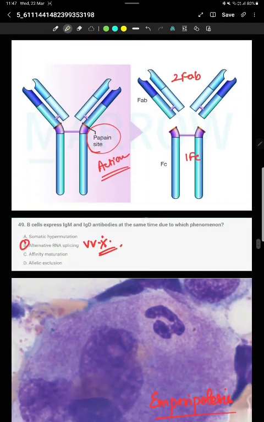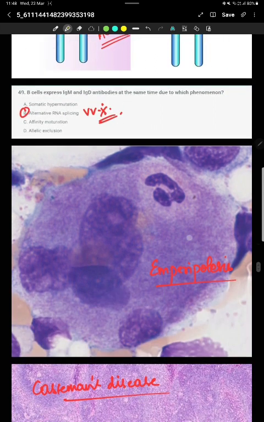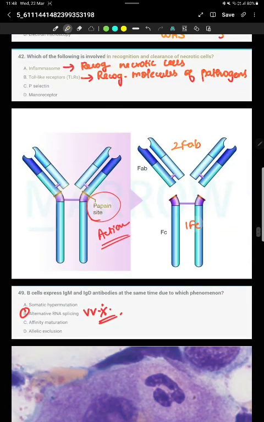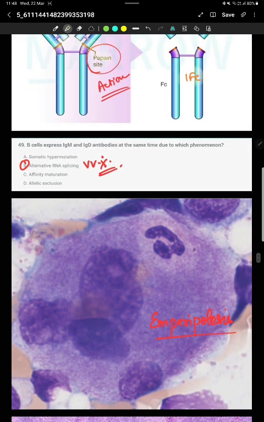Okay. So next you can see this papain. This site is called your papain site. The papain site is going to act and cut here. That results in your 2 Fab. This is a region of your antibody binding, and this is your Fc region. Okay, so this is important. So that will result in your 2 Fab and your 1 Fc after papain cleavage.